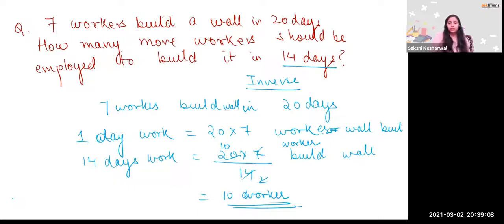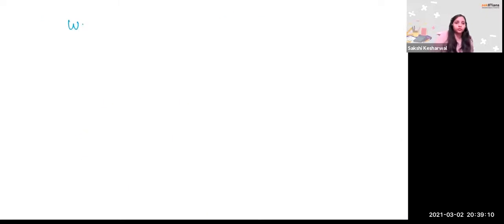This is all, right? Or you can do it like this also. Workers, what are the worker ratios, right? So worker and these are the days. So worker ratios, this is 7 and this is days. They completed in 20 days.